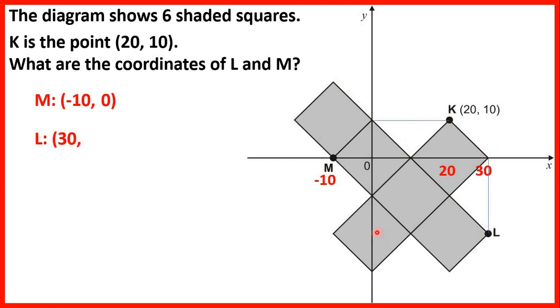And to find the y-coordinate, we have a y-coordinate of 10 here, and we know that the y-coordinate where the axes cross will be 0, so that's a difference of 10 with each half square. So this will be a difference of 10 as well, and this will be a difference of 10. So that's 20 less than 0, so that's minus 20. And we can see that this point is in line with point L, so that means the y-coordinate will be minus 20.